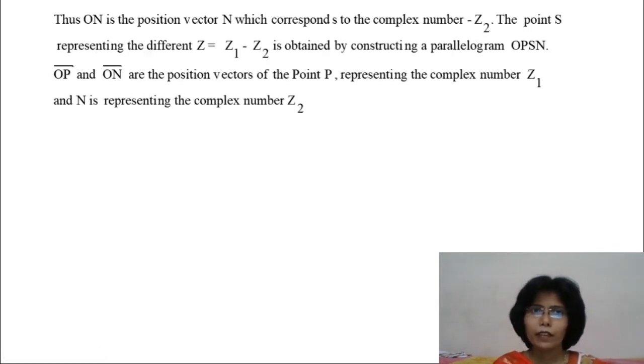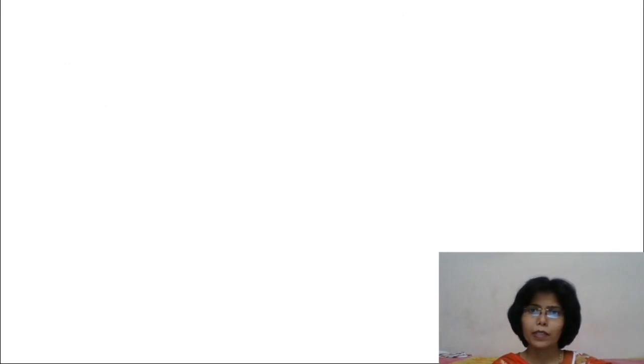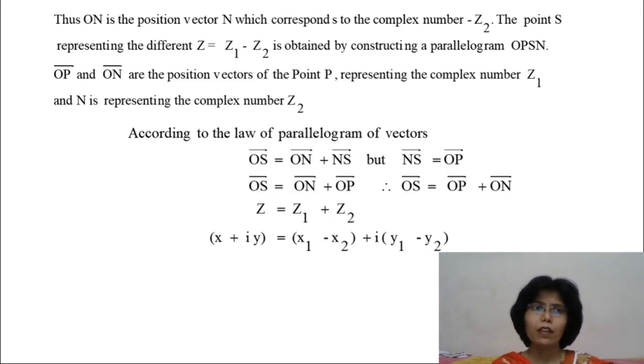ON is the position vector of N, which corresponds to the complex number minus z2, and the point S representing the difference z equal to z1 minus z2 is obtained by constructing the parallelogram OPSN. OP and ON are the position vectors of the point P representing the complex number z1, and N representing the complex number minus z2. According to the law of parallelogram of vectors, OS is equal to ON plus NS, but NS is equal to OP. So we can write OS is equal to ON plus OP. Therefore, OS is equal to OP plus ON. That is z is equal to z1 plus (minus z2).